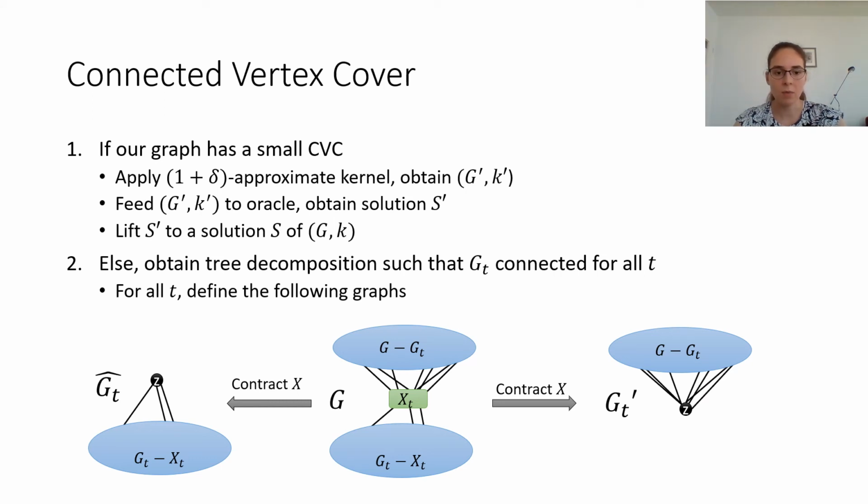Now what you can see is that if you find a connected vertex cover for G_t hat and you find a connected vertex cover for G_t prime and both contain the vertex z, then you can combine them, and you actually find a connected vertex cover for the graph G where X_t is contracted into a single vertex z. Then you have to do a little bit more work to actually find a connected vertex cover for the graph G, and I'll show you how.